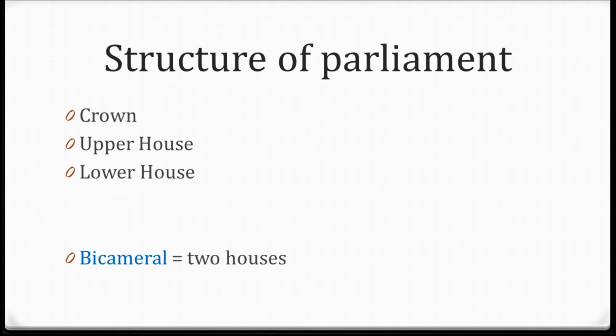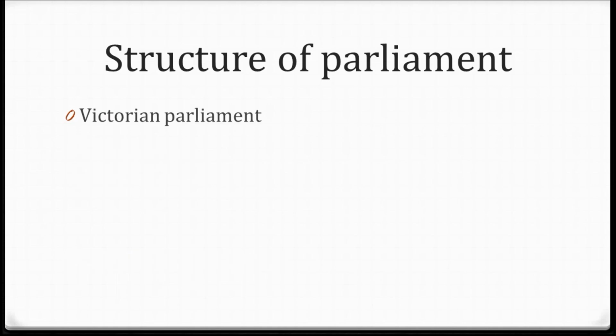It's a bicameral system in that there are two houses, the Lower House and the Upper House. That's really good because it allows for legislation to be reviewed through both houses, and it also allows the states to be represented in the Upper House, or the regions in the Victorian Parliament.